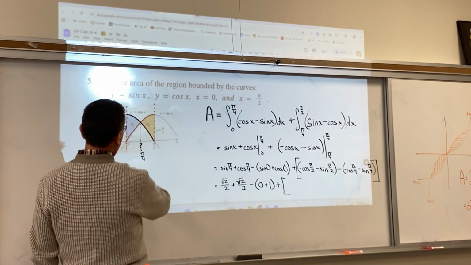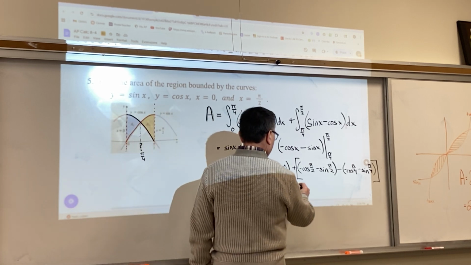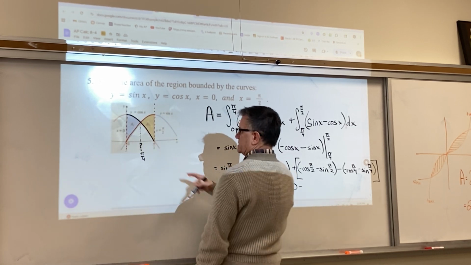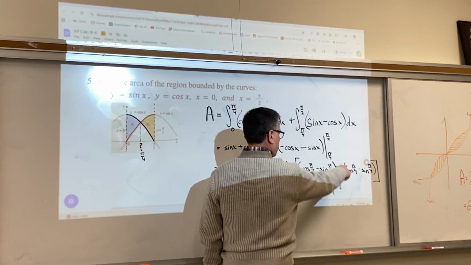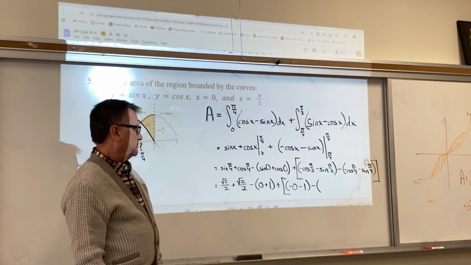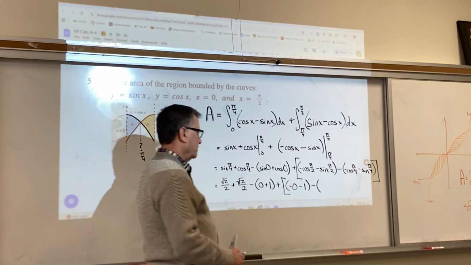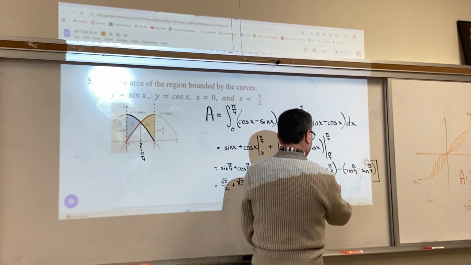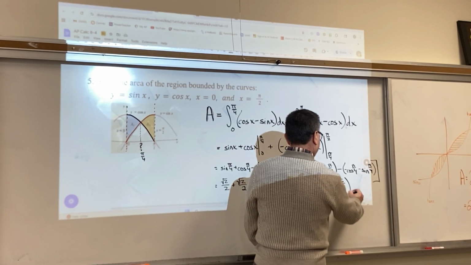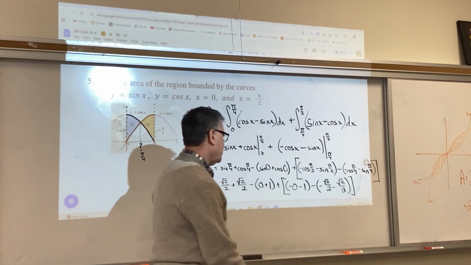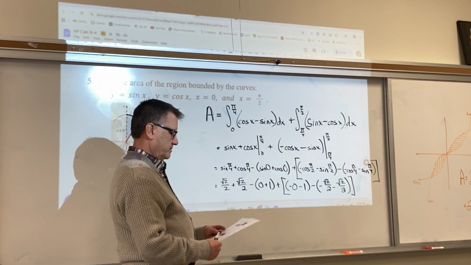So cosine of pi over 2, I think that's 0, right? So I've got minus 0, minus sine of pi over 2, which is 1. Minus what I'm about to do here. Well, I could just pick up this stuff over here. Pi over 4, sine and cosine are the same thing. Minus root 2 over 2 minus root 2 over 2. Wow, a whole lot going on there.